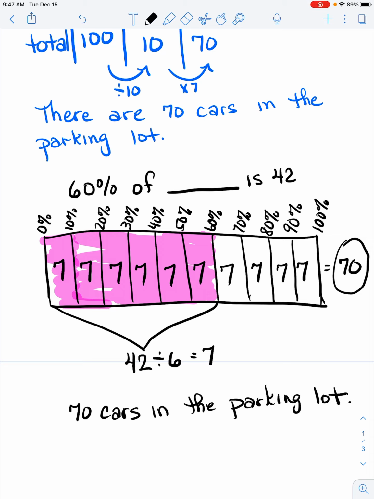And as you can see, it is exactly the same answer as if we did it using a ratio table. So it's up to you. You can use either method, whichever one is easier for you. That's the one you should use.